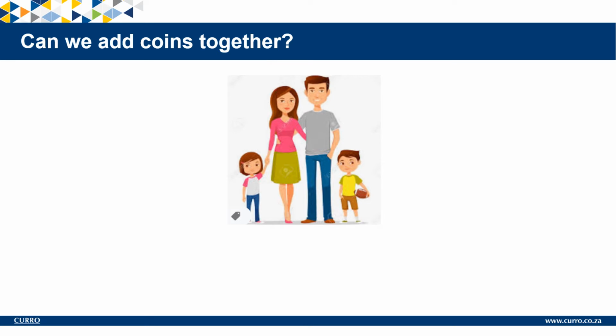Now let's practice adding some coins together by counting in 2s or 5s or 10s. Here's a family and they each have 5 cents. So the little girl has 5 cents, the mom has 5 cents, dad has 5 cents, and the little boy has 5 cents. So altogether, they've got 1, 2, 3, 4 5-cent coins. How much money do they have all together? Let's count. 5, 10, 15, 20. Altogether, they have got 20 cents.